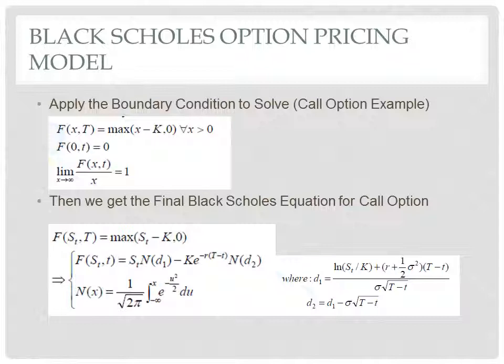At last, we can apply the boundary condition, for example, the call option, f(x, T) equals max of S_T minus K and 0, and f(0, t) equals 0, and the limit of this is 1, we can get the final Black-Scholes equation for call option.